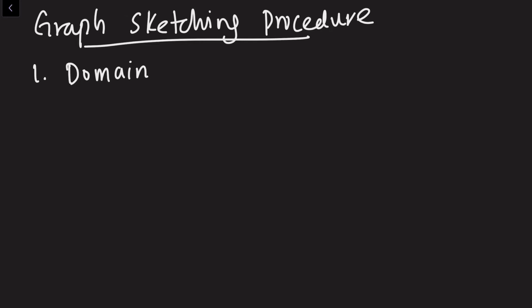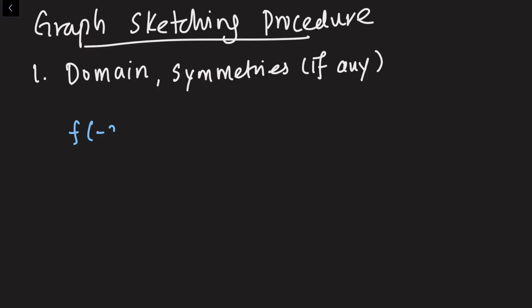Then this one is actually optional, which is the symmetries, if any, okay? And actually, the reason why this is optional is because this is just for you to check your answer and to make sure that you don't draw a weird shape. Alright. So for symmetries, it's very easy to test. You just take f of negative x. Okay. So if f of negative x is negative f x, then you know that it is an odd function, right?